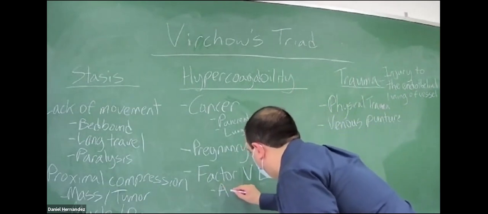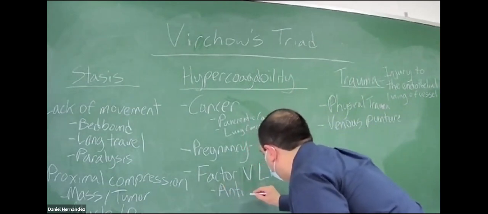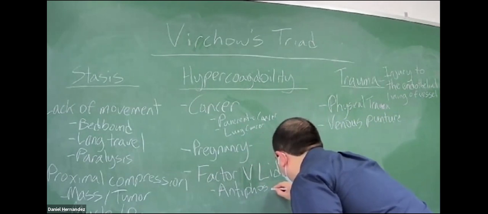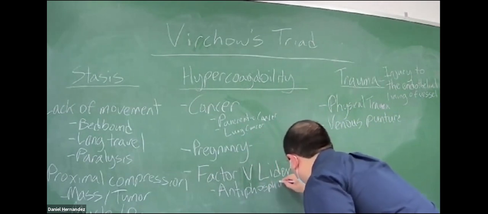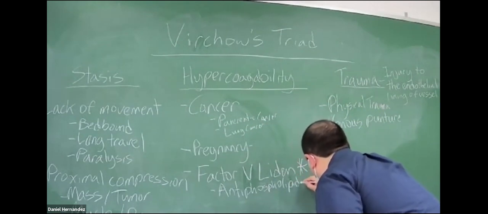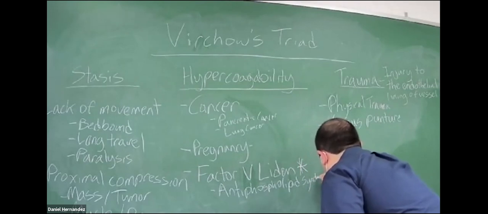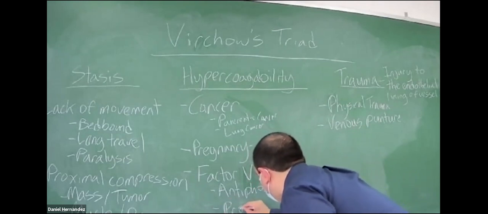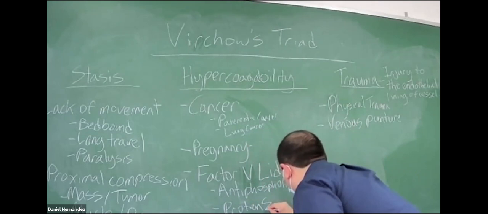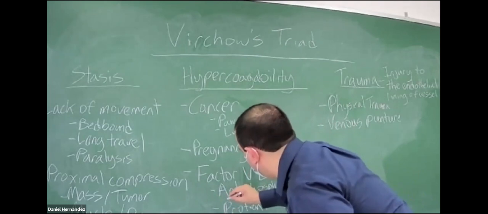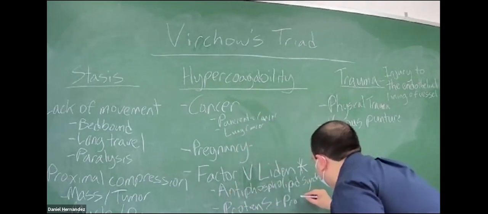So under here, other autoimmune diseases that could potentially cause it. You have antiphospholipid syndrome. Protein S and protein C deficiency. Are these under factor V Leiden? No, these are just other, yeah, other separate conditions that put a patient in a hypercoagulable state.